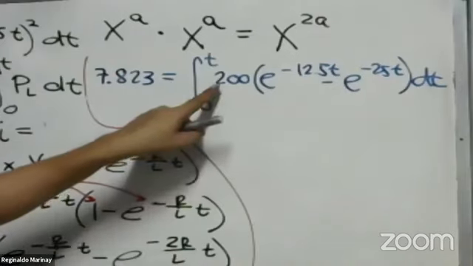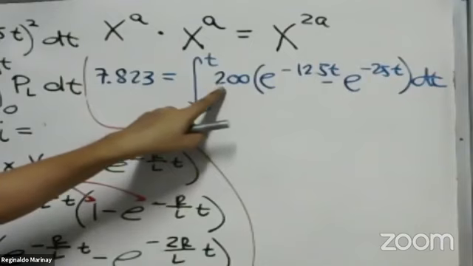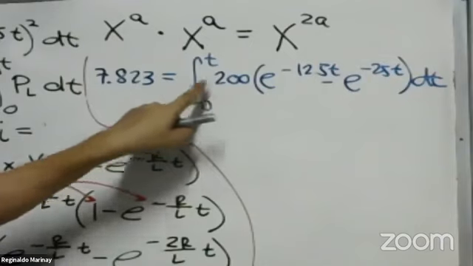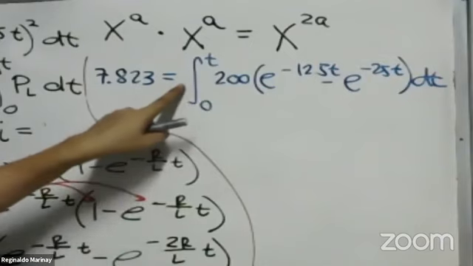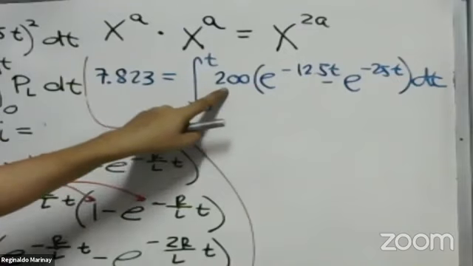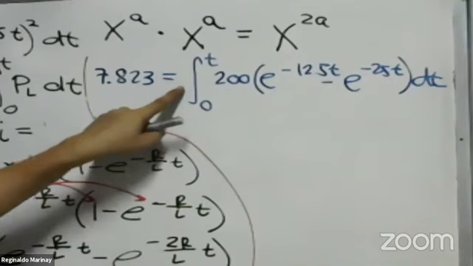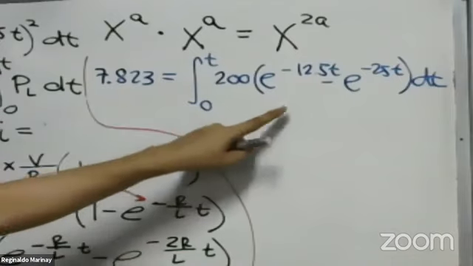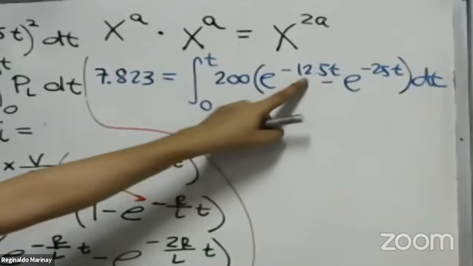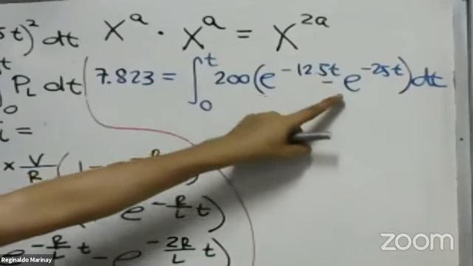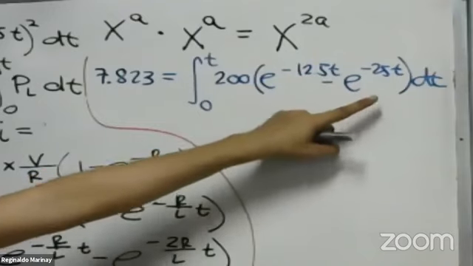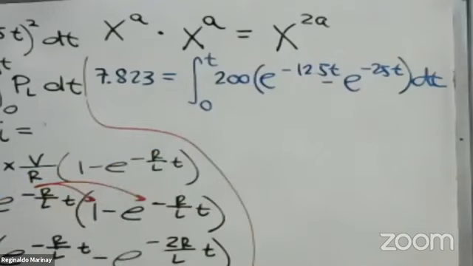You can have this 200 moved outside. Put it outside of the integral whenever there is an integral. So that is a constant. You put the constant outside of the integral sign so that it's better, it will be simplified. So we have E raised to negative 12.5t minus E raised to negative 25t dt from 0 to t.